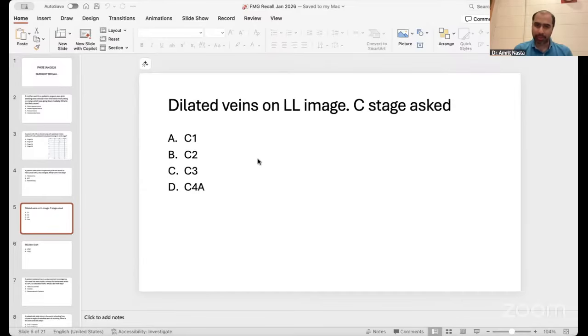So more than 2 millimeter ही होगा ना? That means maybe little bit margin may be left behind, maybe. So here the answer would be C1.